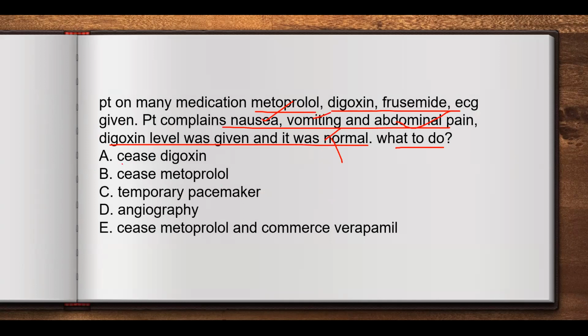So in that case, what you should do is immediately cease digoxin in this patient because it's involving the heart. Okay, so cease digoxin is the first thing that you do. And first degree heart block usually gets better if you just remove the offending agent.